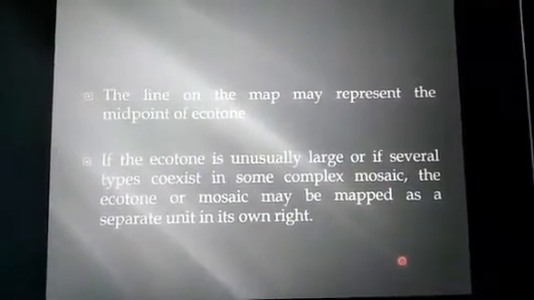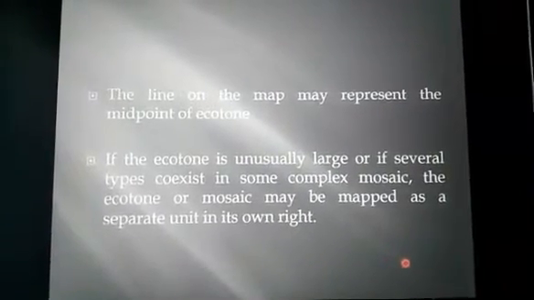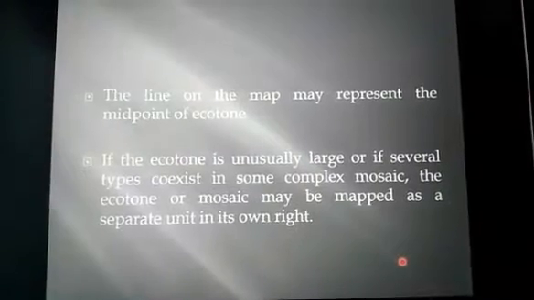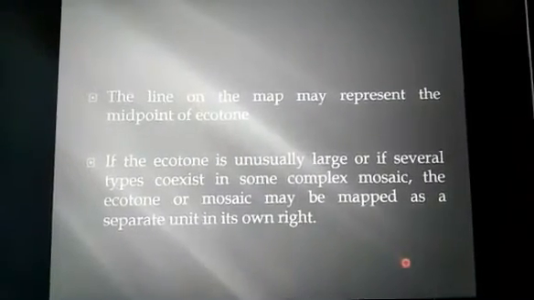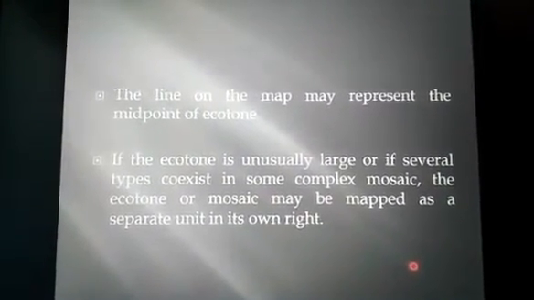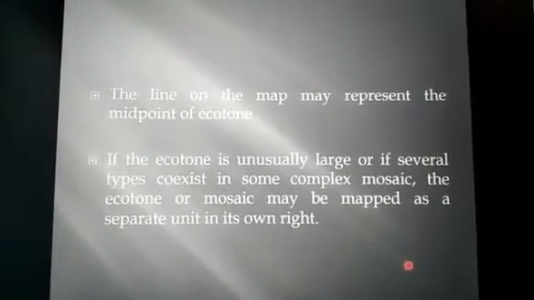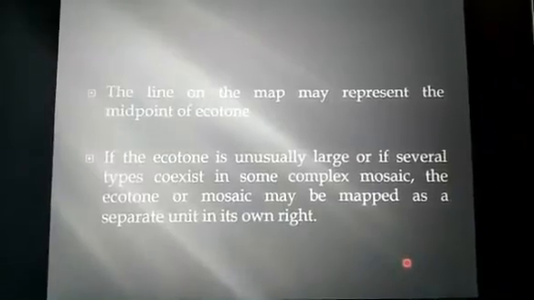So if the ecotone is unusually large, or several types coexist in some complex mosaic, the ecotone or mosaic may be mapped as a separate unit on its own. So those are the limitations we have with the vegetation mapping.